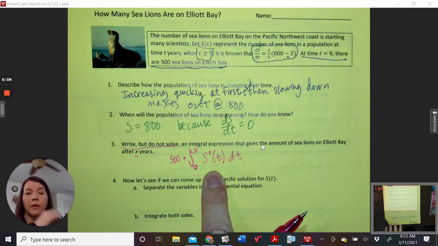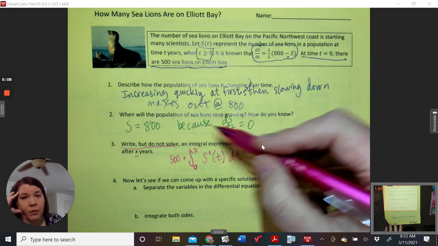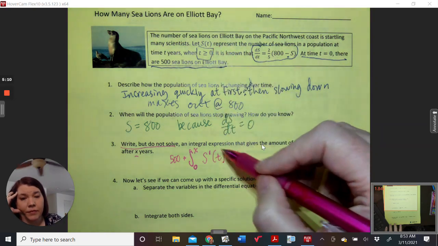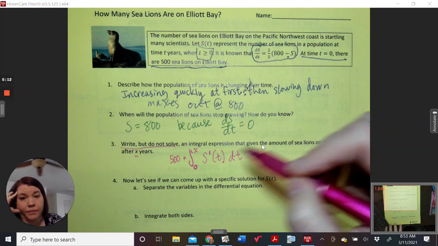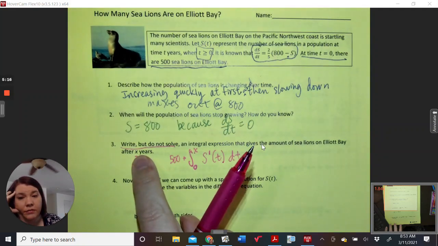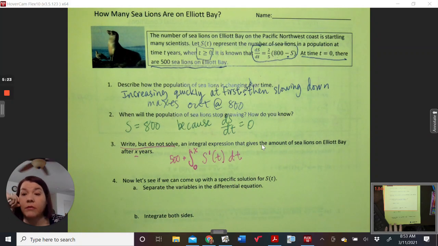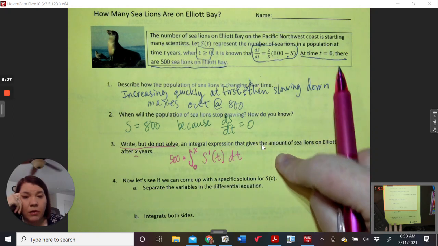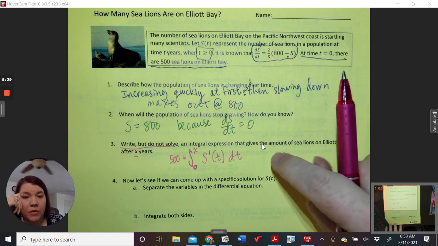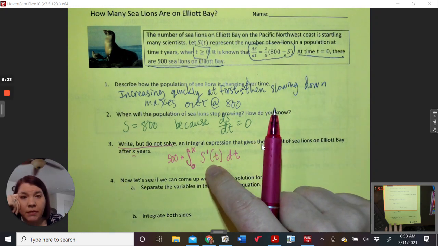So think about if we were to take the derivative of this, we would get s of x inside. And since s is the number of sea lions in a population, we've got to take into account the fact that there were 500 when we started counting. So that's what's going on here. They ask for this constantly. And s prime of t is very closely related to that.